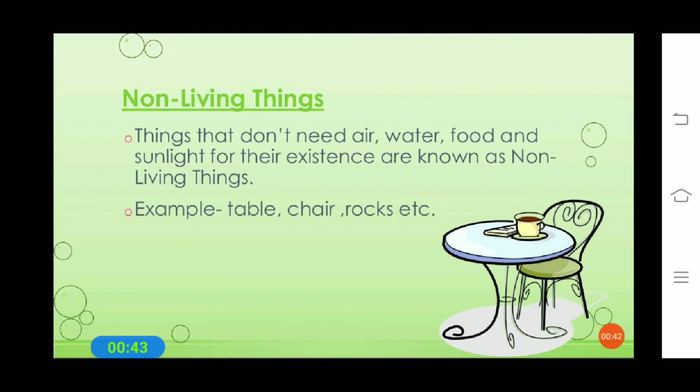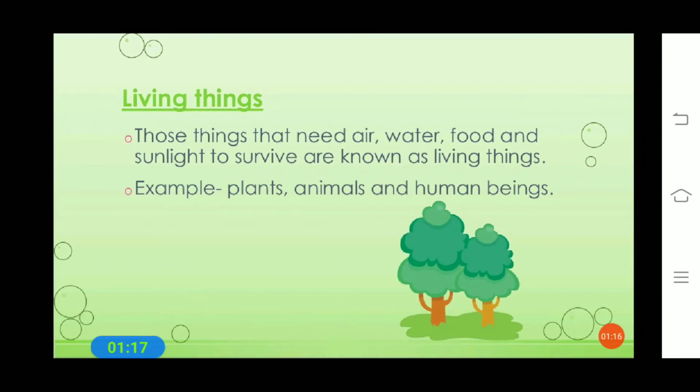So students, around you see many things. In your surroundings there are many things that you can see. We can see the trees, pond, river, water, buildings, plants, different kinds of animals and human beings. So these are the things that you can see in your surroundings. Students, these things we can classify into two types: one is non-living things and another one is living things.